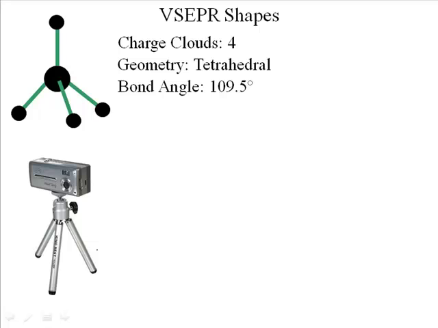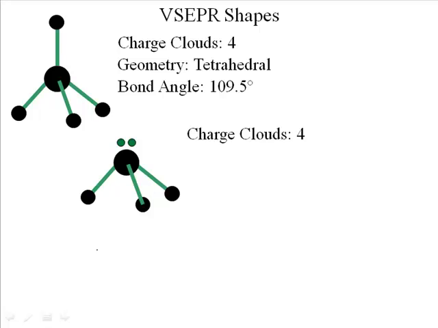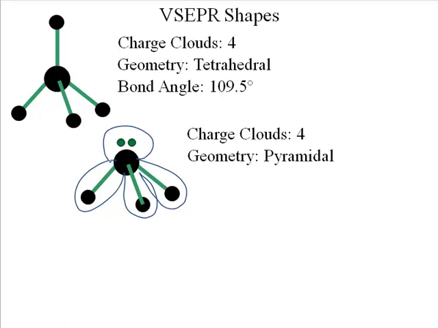Now, just like we saw with the trigonal planar, it's also possible to have 4 charge clouds that are not all bonds. So one other possibility is if you can imagine plucking off the top of that tetrahedral shape and replacing it with 2 electrons. That would be an electron pair. You still have 4 charge clouds. 1, 2, 3, 4. But now my geometry is different. The way that this looks is kind of like a pyramid with nothing on top. So we call this pyramidal geometry.